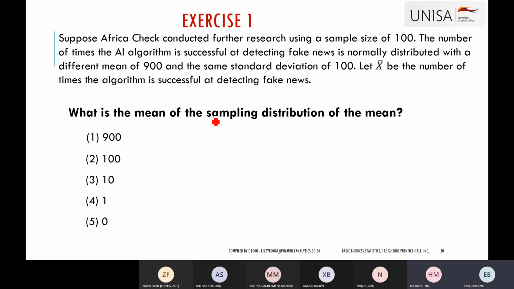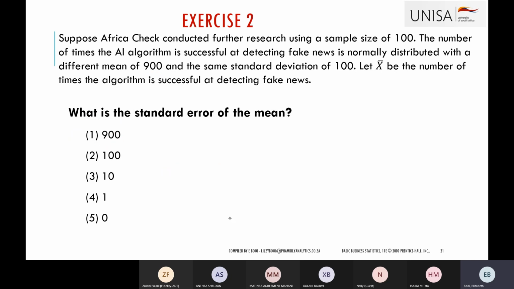Okay, what is the sampling distribution of the mean? What is the mean? That's mu, it's 900. We know that that is the same as the mean. It's 900. Next.